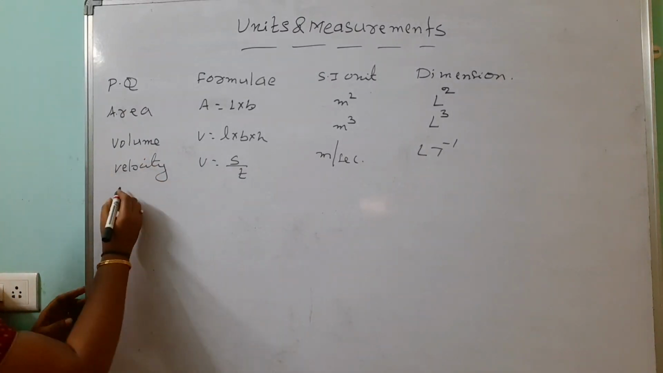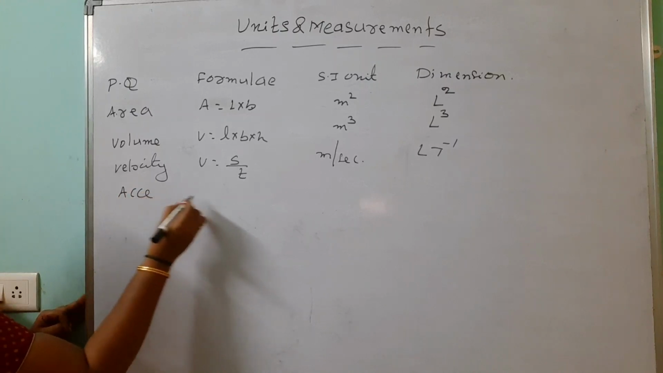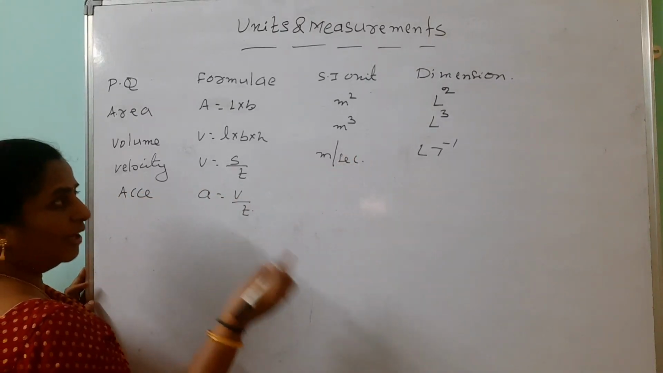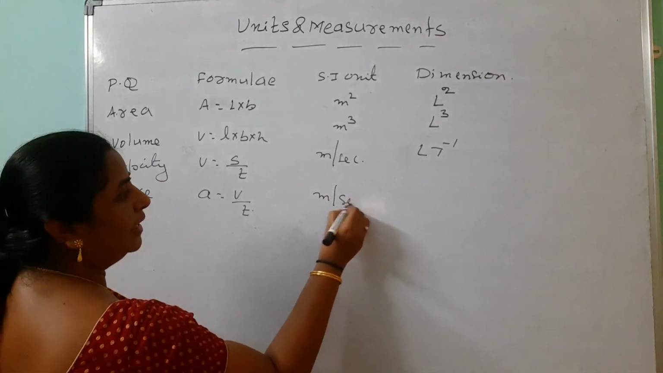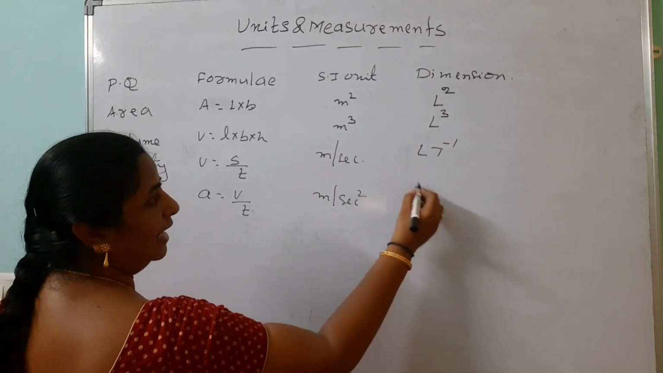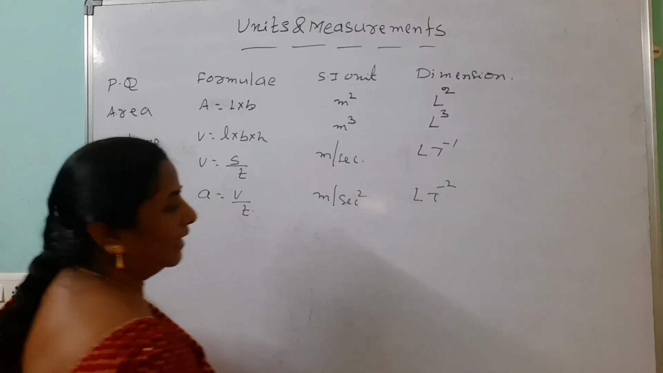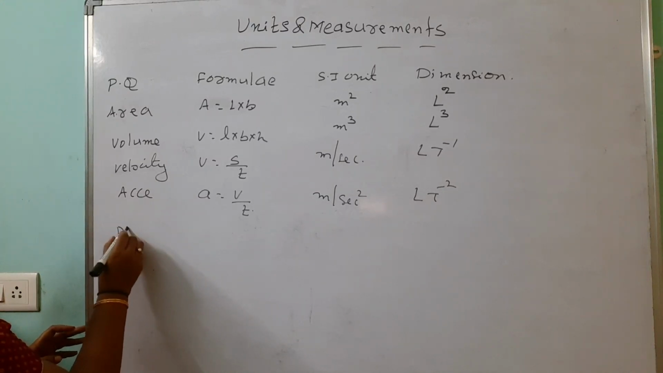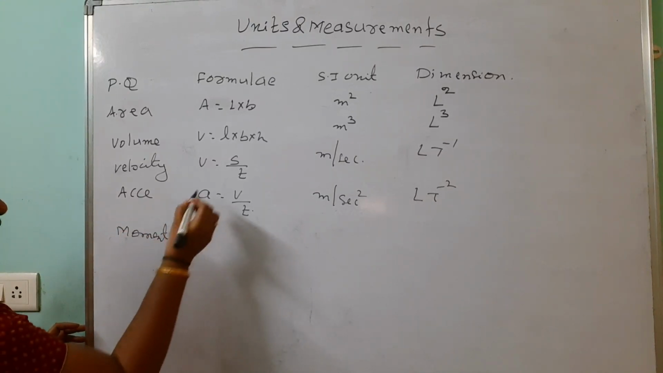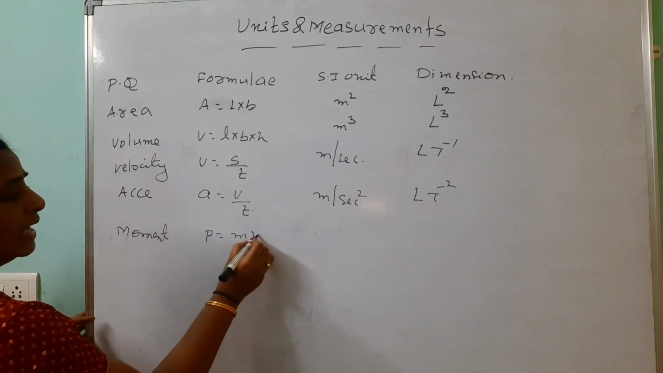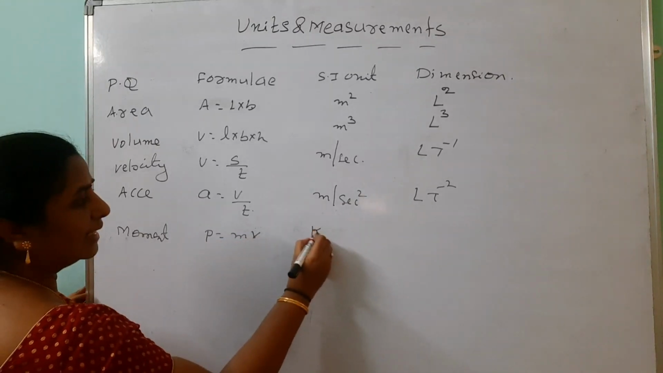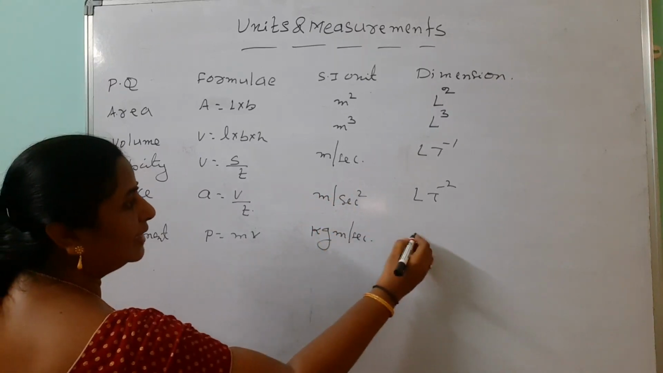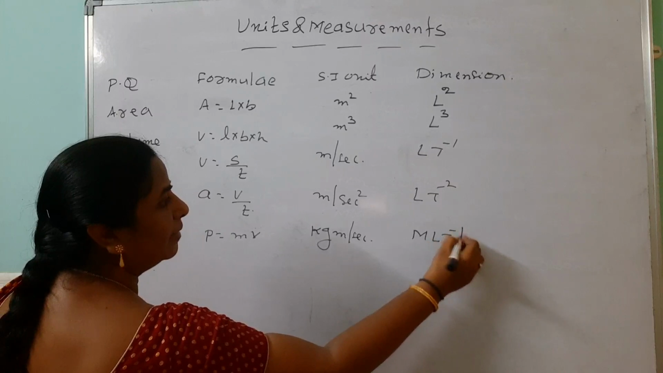Then we can go through the acceleration. Acceleration is velocity by time. Velocity, you know that meter per second. One more time means this unit is meter per second square. So no change in L power 1 only, but for T power we are getting LT power minus 2. Like that we can go through the momentum. Momentum is mass into velocity. Mass unit is kg. Velocity unit is meter per second. How to write this one? M L T power minus 1.